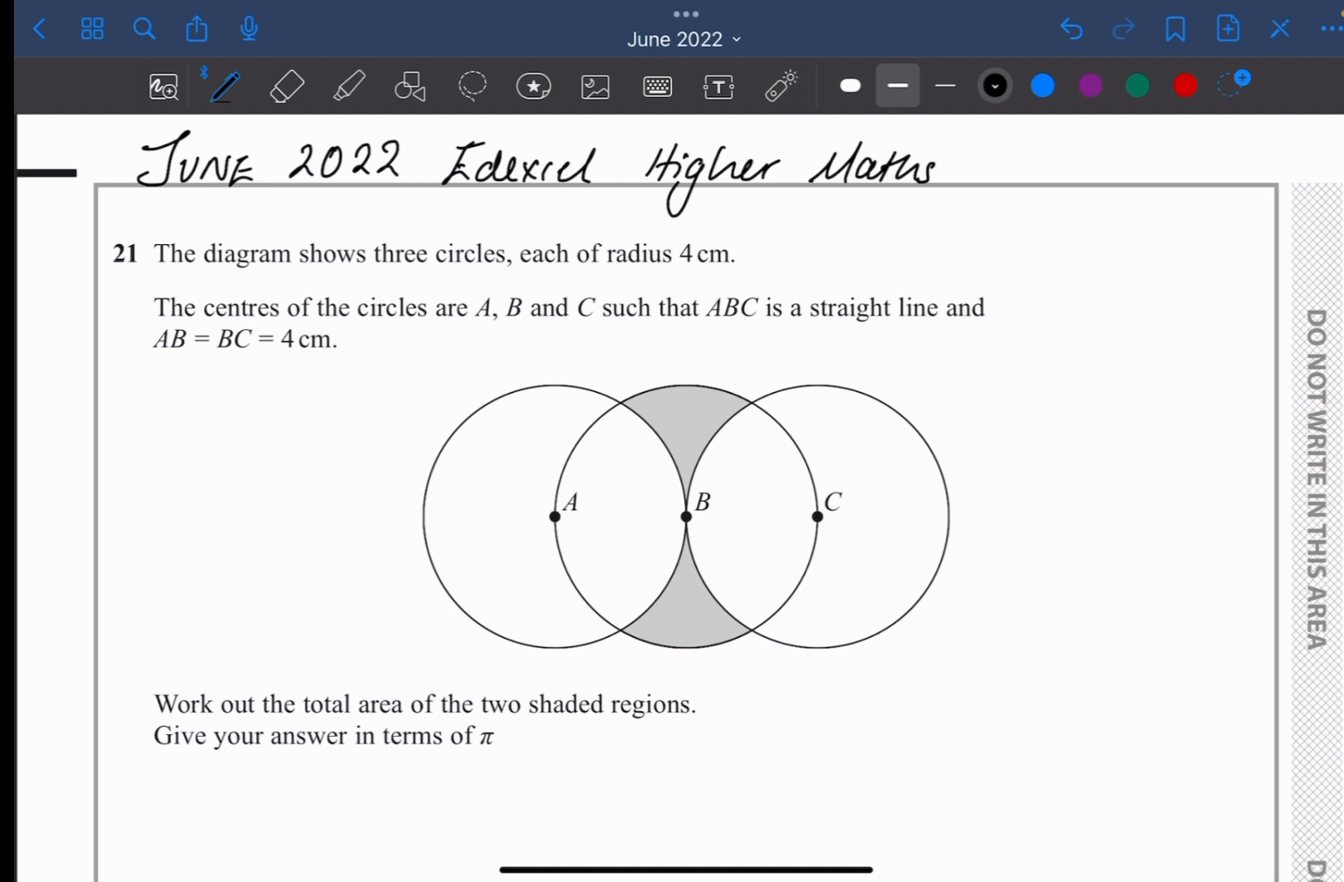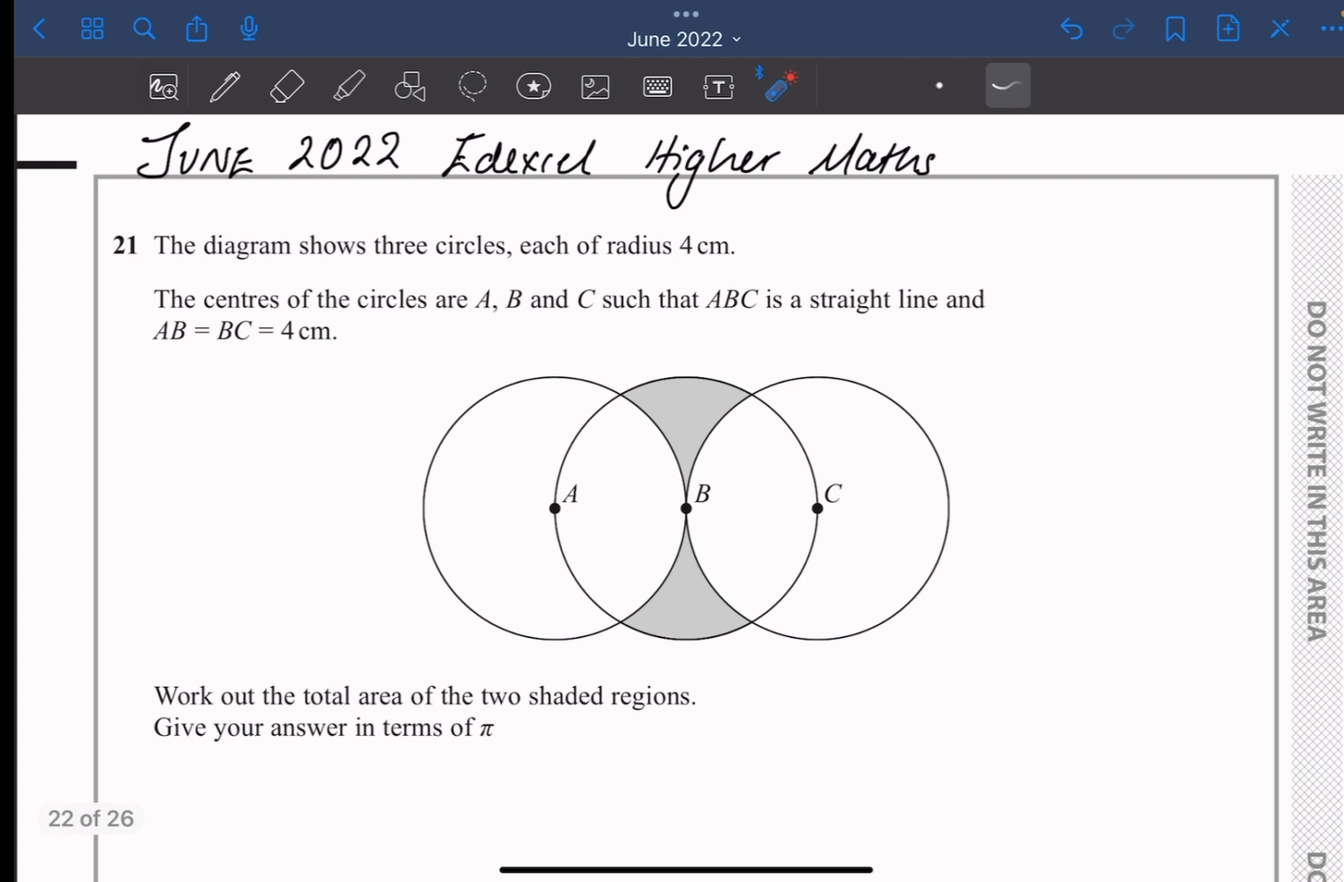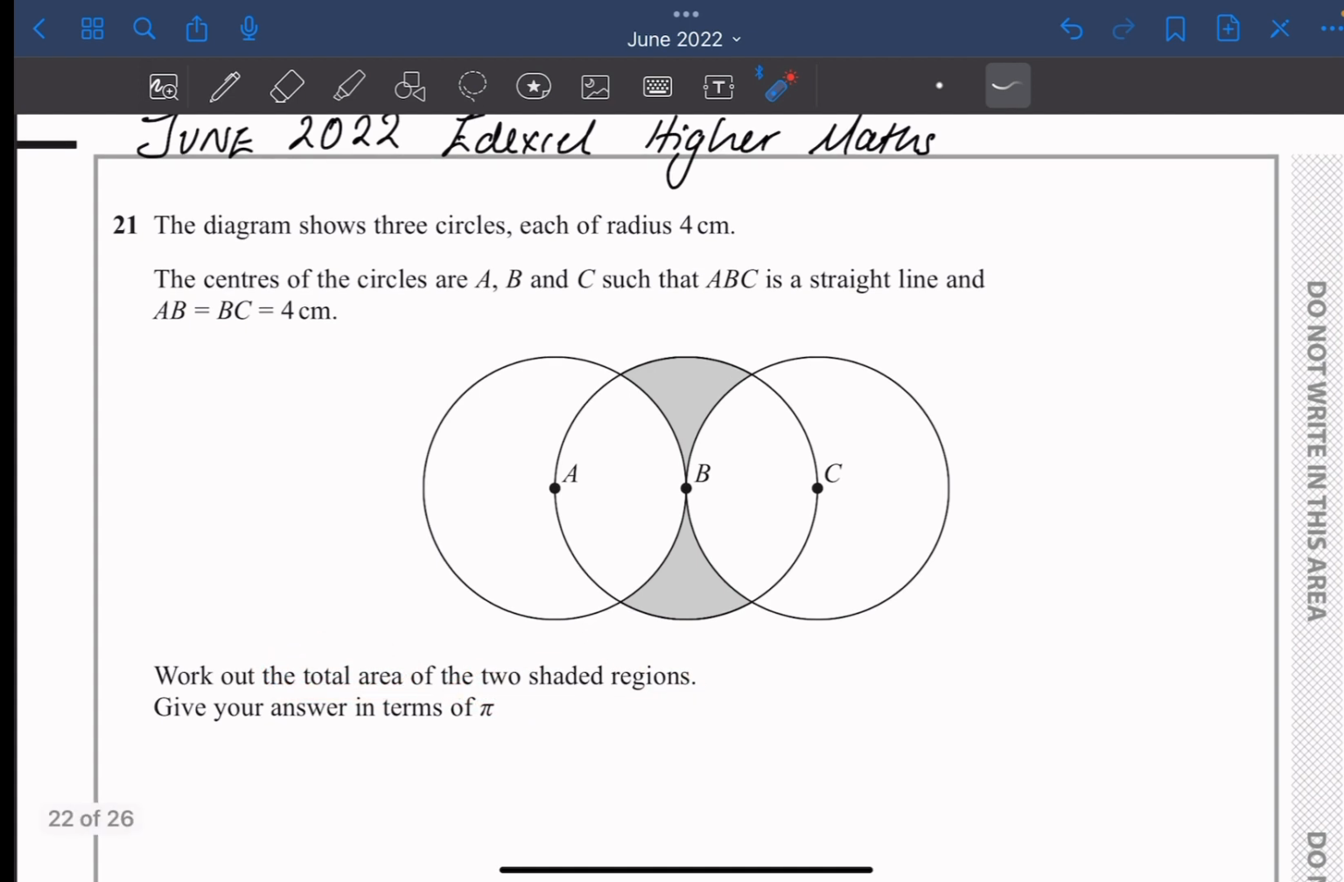The question says, the diagram shows 3 circles, each of radius 4 centimeters. The centers of the circles are A, B, and C, such that ABC is a straight line. AB equals BC, which is equal to 4. So immediately this tells us they all have the same radius, so they must all be the same size circle. Work out the total area of the 2 shaded regions. Give your answer in terms of pi.